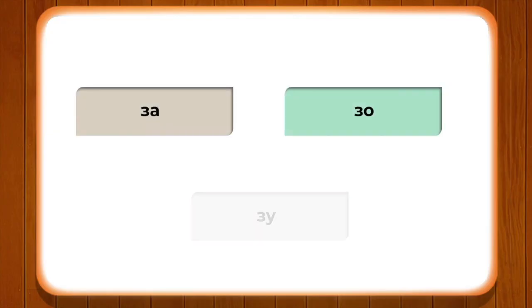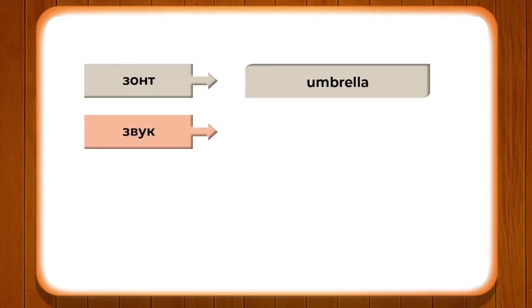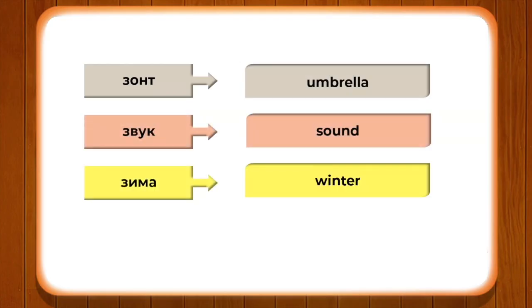Now, let us go ahead. Here we have combinations of certain other letters as consonants and vowels: za, zo, and zu. So, here we have certain other words from the Russian language. We will pay attention to how to pronounce them and will know their meaning as well. We have words like zond, zvuk, zima, and zapark. The meaning of zond is umbrella, zvuk means sound, zima means winter, and zapark means zoo.